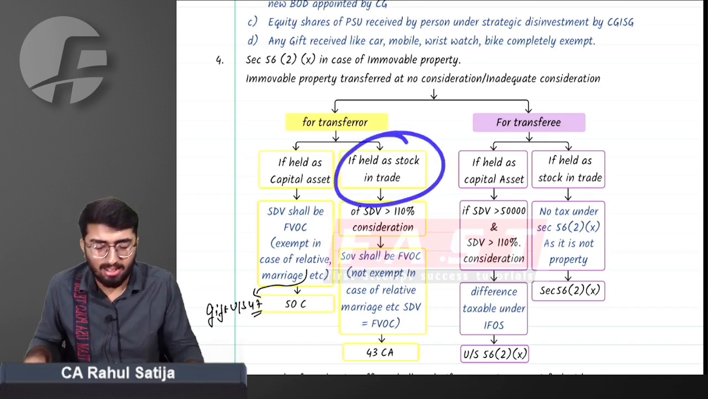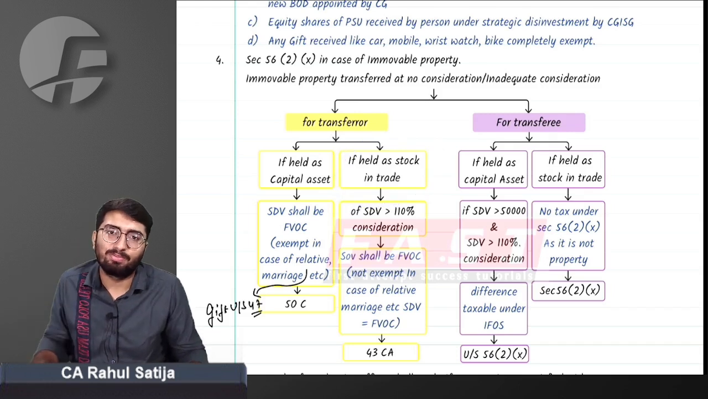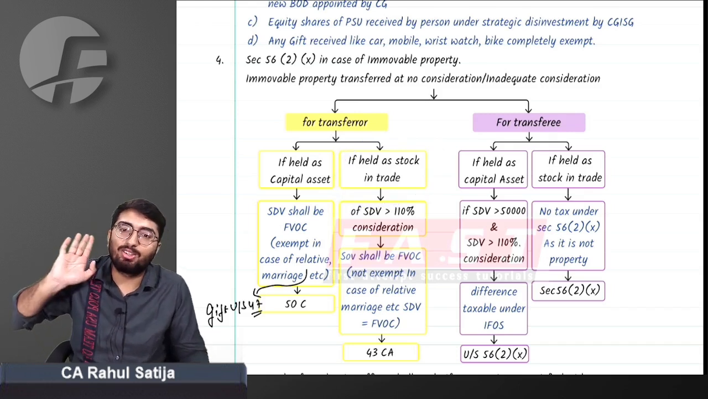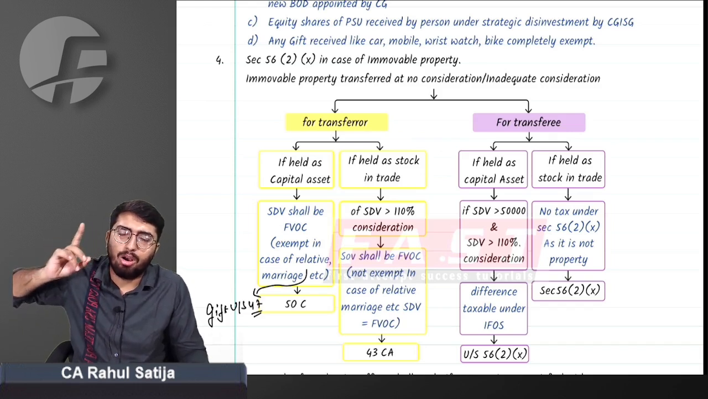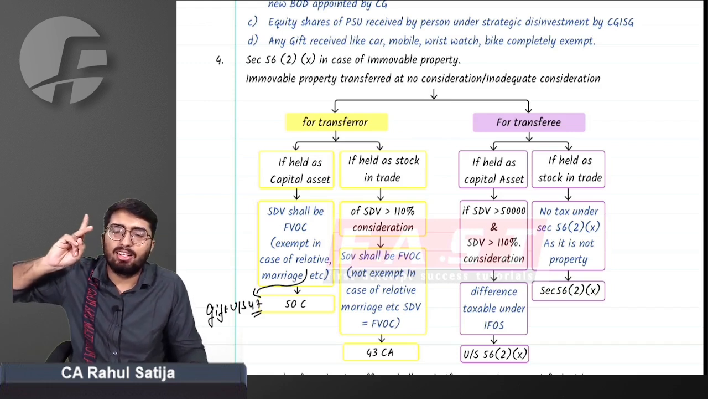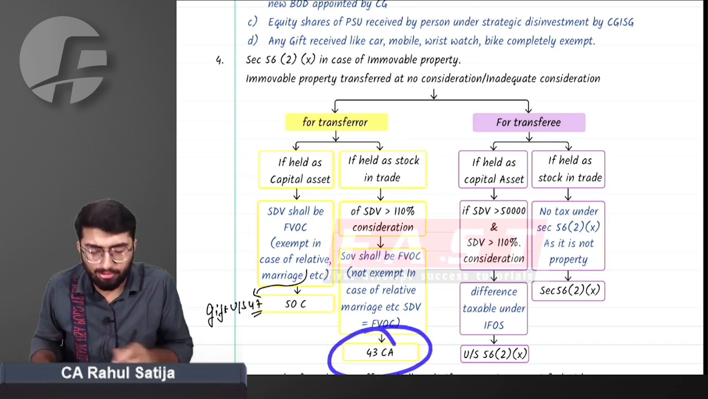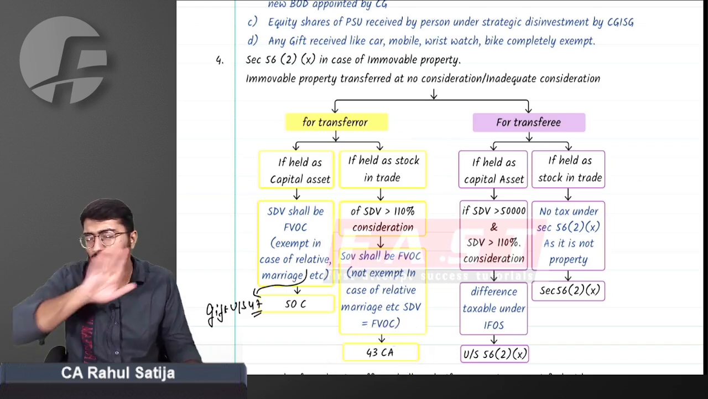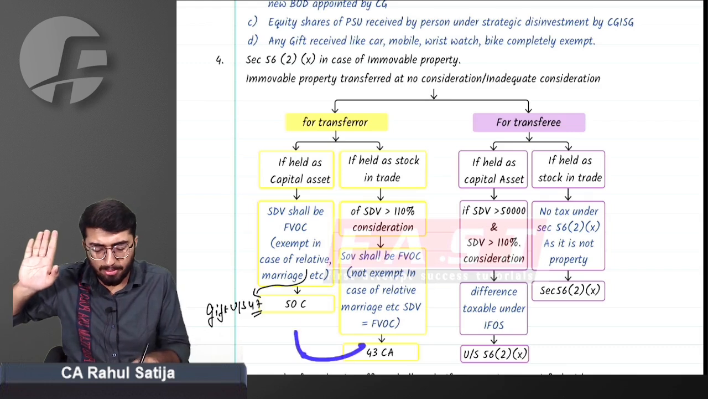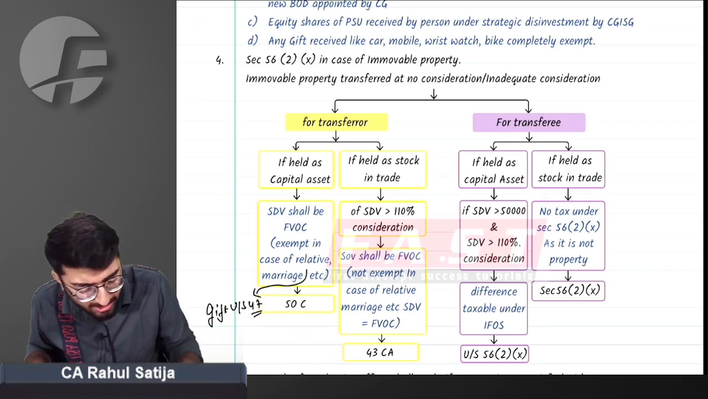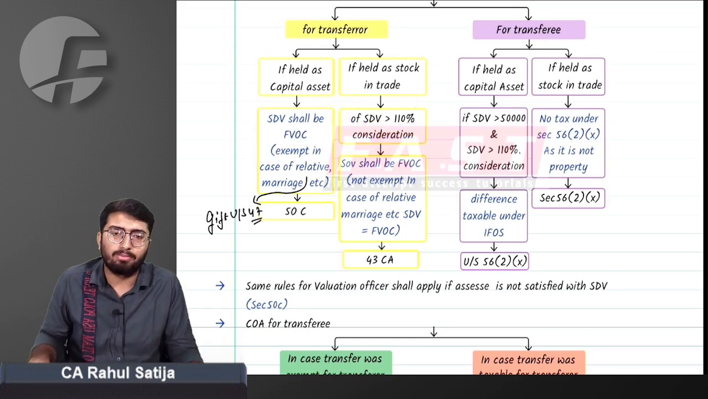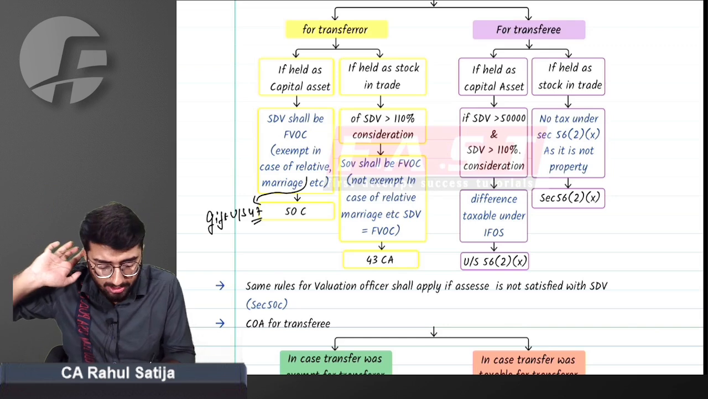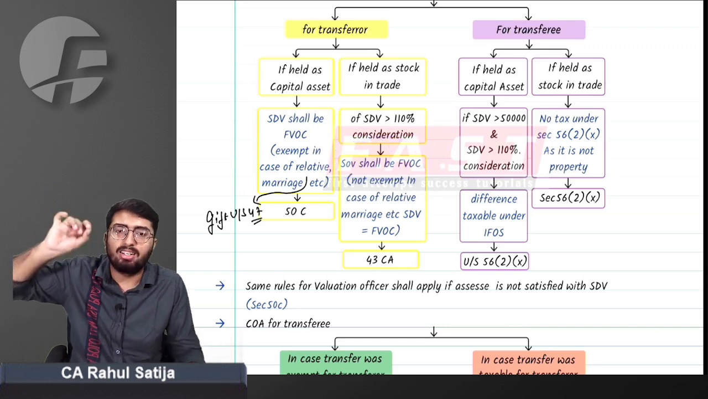What if such property is held as stock in trade by Mr. Rahul? Sir, if property is held as stock in trade by Mr. Rahul, any transfer at a lower consideration, whether it be a free gift or a lower consideration, one provision will arise: section 43CA. Section 43CA is completely similar to section 50C, which states that if SDV is greater than 110% of consideration, then SDV shall be the full value of consideration.